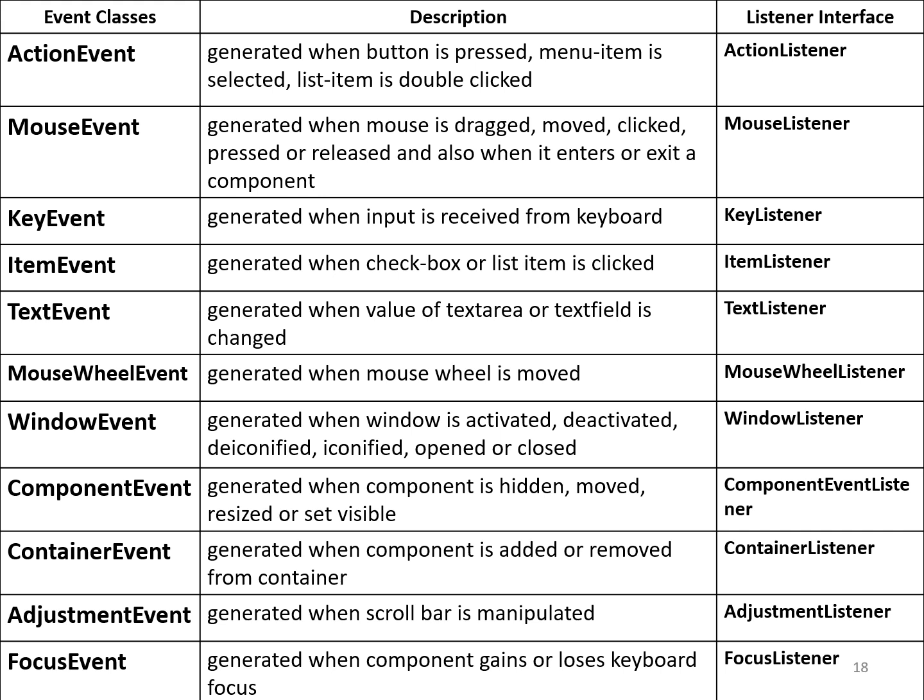When you talk about the action event, you can see what type of listener is used. For action event, the listener which is used is action listener. For mouse event, the listener which is used is mouse listener. For key event, the listener which is used is key listener. Item event, the listener is item listener. For text event, the listener is text listener. For mouse wheel event, the listener is mouse wheel listener. Window event, you can see the window listener.